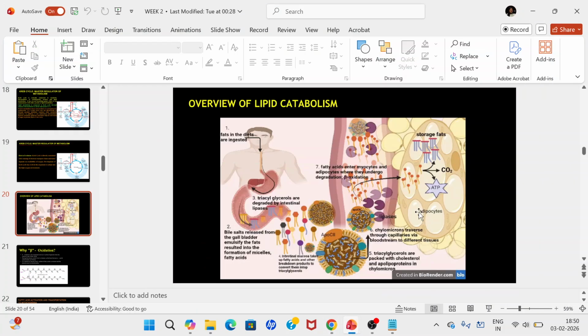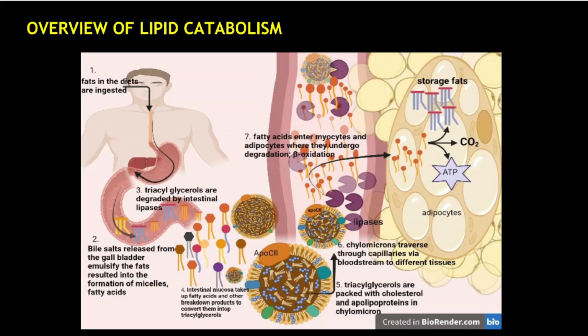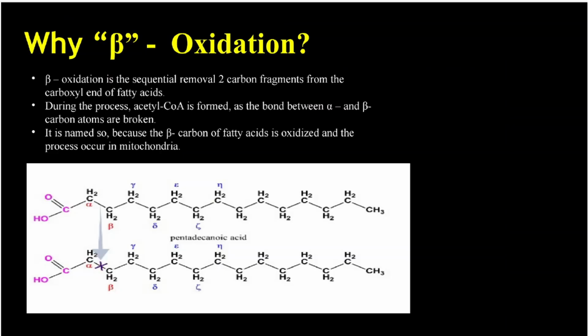Beta oxidation. Now, after beta oxidation, these fats are simplified into simpler forms, which can further lead to the formation of energy. Okay, so now let's see what happens. Why beta oxidation? What is beta oxidation? So beta oxidation is the sequential removal of two carbon fragments from the carboxyl ends of fatty acids.